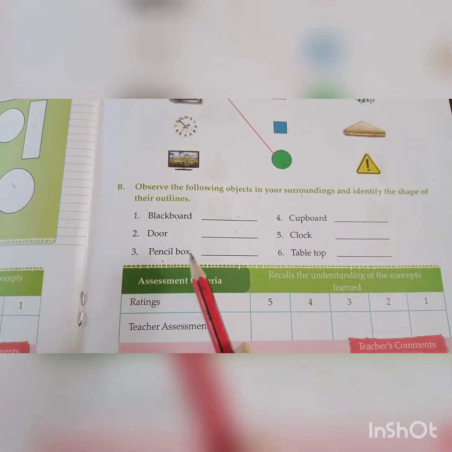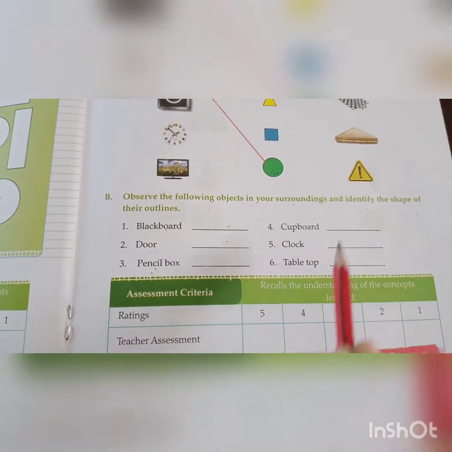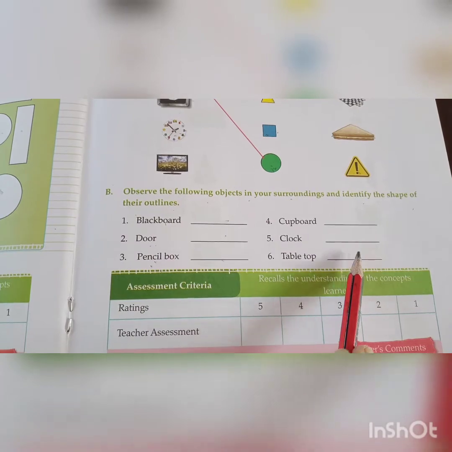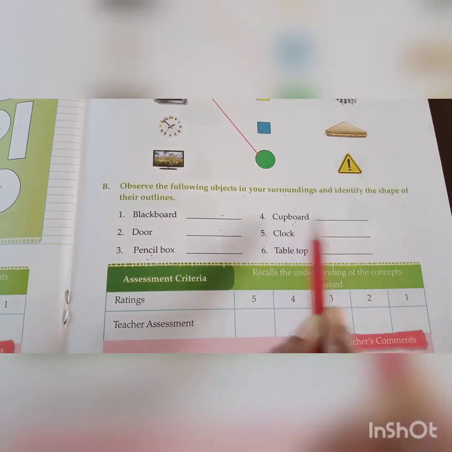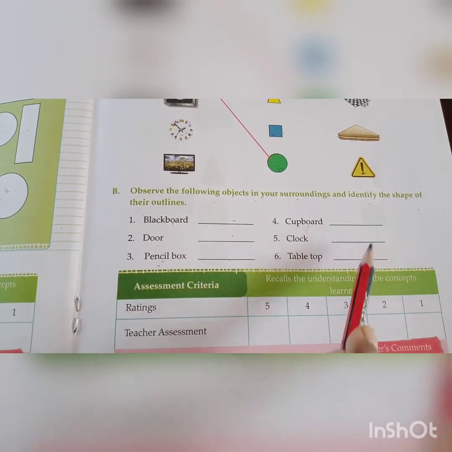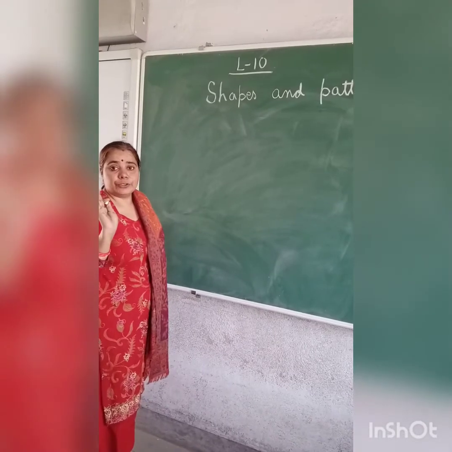Pencil box, you will see your pencil box. Which shape is this? And you will write it here. Everything you have to see which shape it is. You will identify the shape of objects given here, and you have to write in the blanks. Is that clear, children? Now it's homework time for you all. Okay.